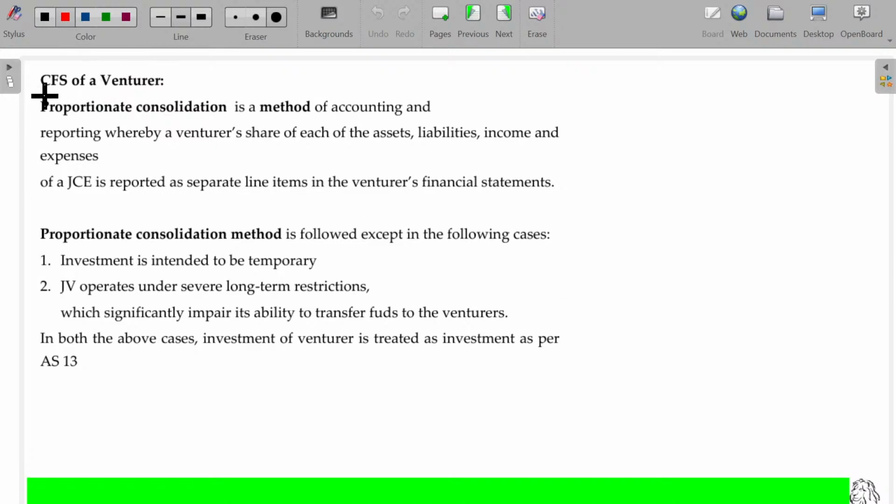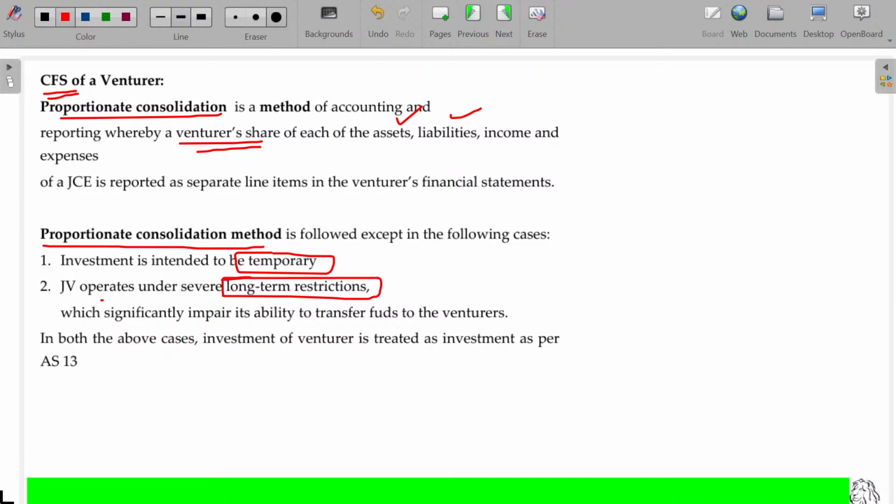Now, in case of CFS of venturer, consolidated financial statement, what method do we follow? Already we discussed the same. Proportionate consolidation method is going to be followed. Reporting whereby the venturer's share of each of the assets and liabilities is going to be included. Proportionate consolidation method is followed except in the following cases. Investment is intended to be temporary, as well as operates under severe long-term restrictions. Already we have seen the same condition here because it's all about CFS.